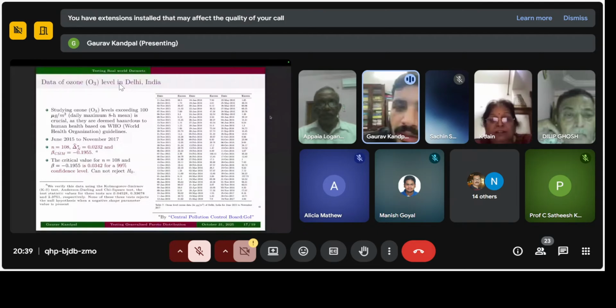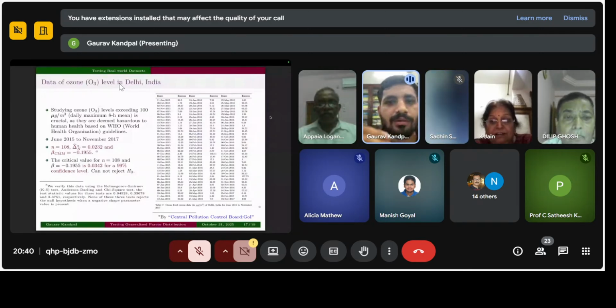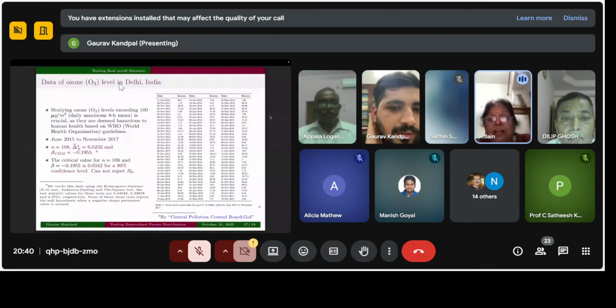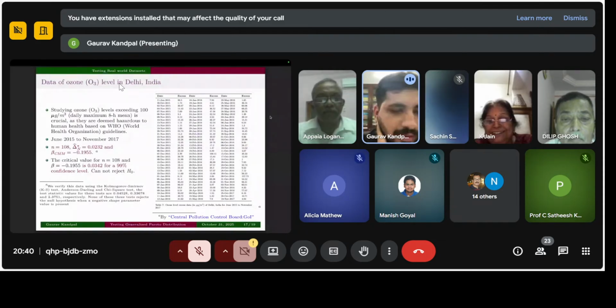Ma'am, when I was collecting the data from the Central Pollution Control Board, the data is in cubes. You have to open every page and write down the data. But this data from June 2015 to November 2017, I got from GitHub. Somebody has already compiled this data from the website. Yes, I could have compiled and got more data.